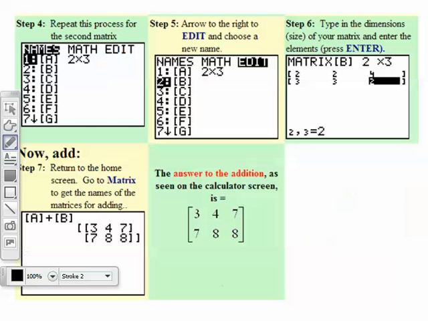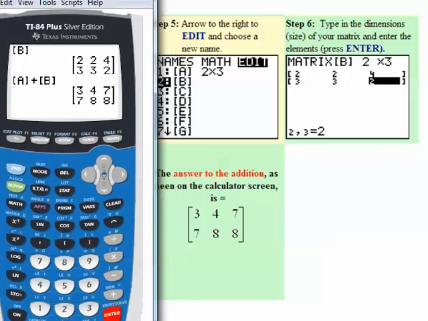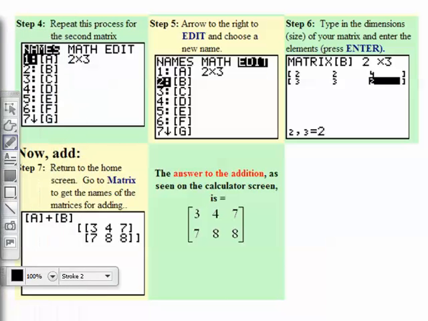I'm going to move forward a slide here and show you the answer. 3, 4, 7, 7, 7, 8. It looks like I added them correctly by using the calculator. Matrix addition is really easy there. Okay? It's really nothing at all.